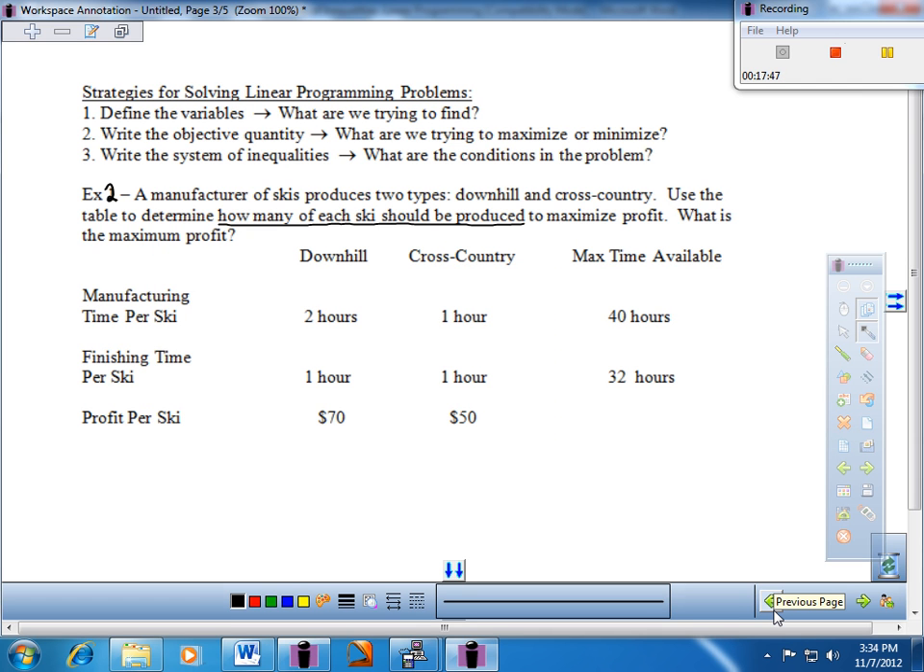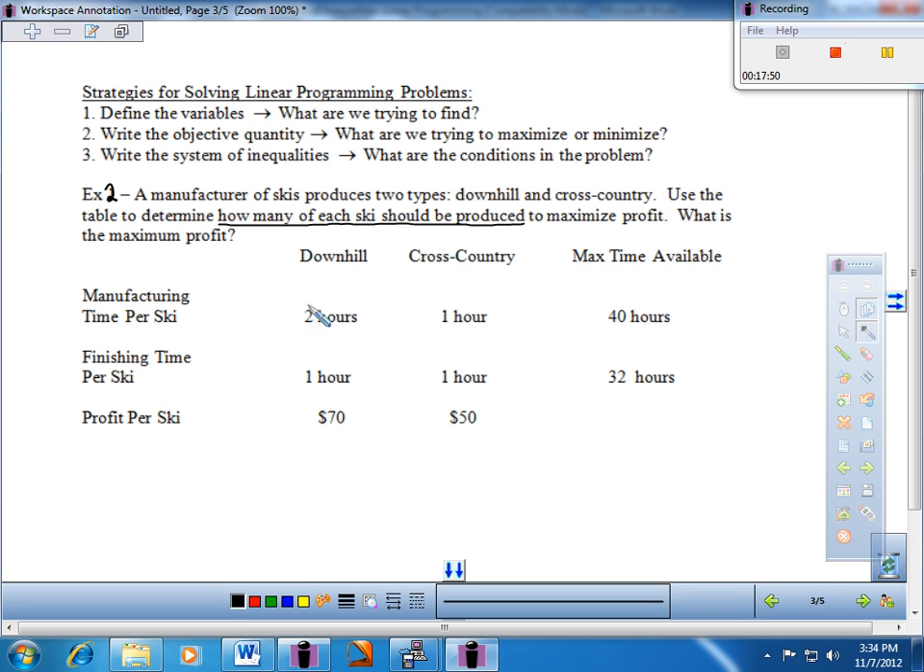So I go on back to my table, and notice sort of what this is in the table here. There's only a certain amount of time available to both manufacture and finish each type of ski. And so let's kind of walk ourselves through the table and see if it makes sense. In terms of manufacturing, let's go with that category and that category alone. In terms of manufacturing, it looks like it takes 2 hours to manufacture each downhill ski. And I'm going to produce X downhill skis. So I'm hoping everybody can kind of see a 2X brewing here. 2 hours for each one, and so it's going to be 2 times X.